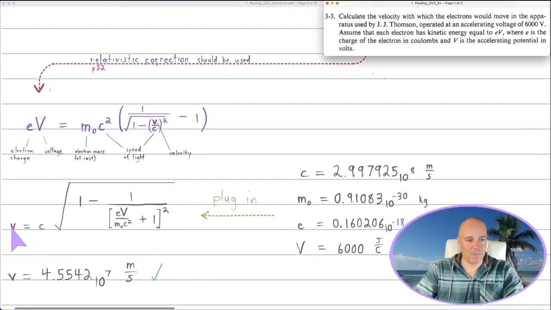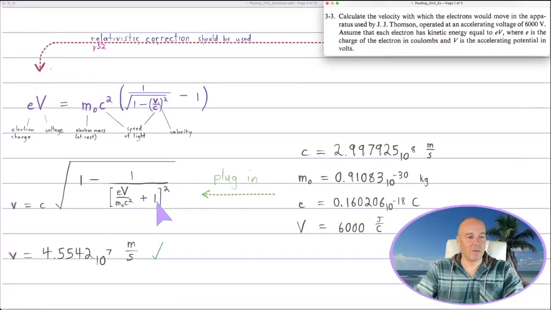here's what we get. And then plugging in everything, the speed of light there and there, the rest mass of the electron, the applied voltage, and the electronic charge, and here are all the values that you use. You get these three from Appendix 2, and the problem gives us that. You plug everything in, and you'll end up with 4.5542 times 10 to the 7 meters per second.